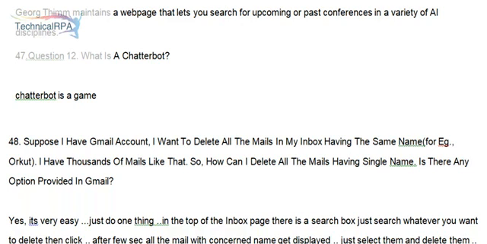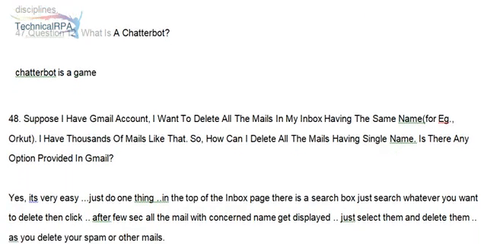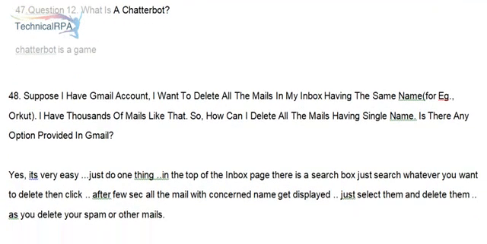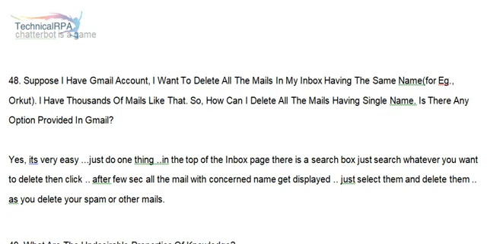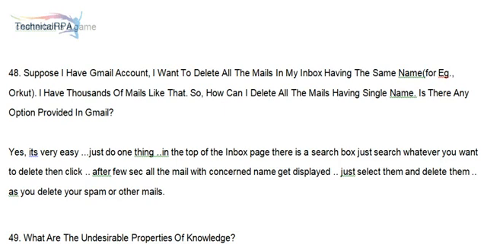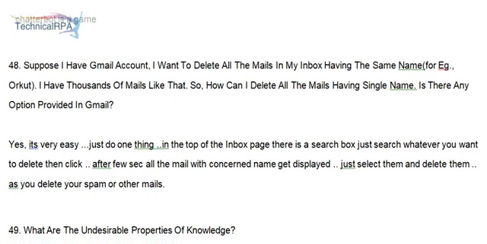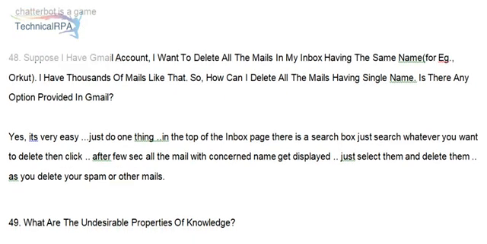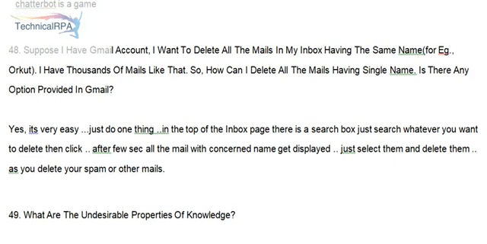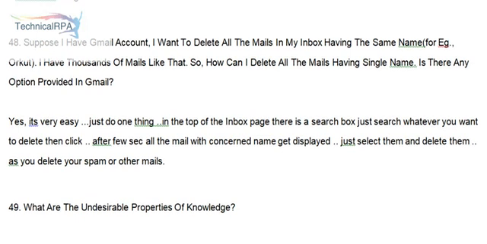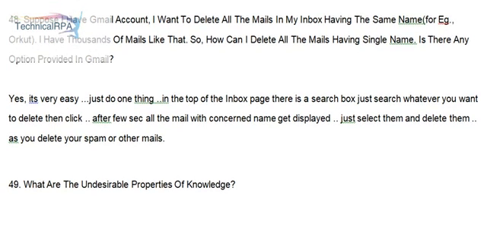48. Suppose I have a Gmail account. I want to delete all the mails in my inbox having the same name, for example, Orca. I have thousands of mails like that. So, how can I delete all the mails having a single name? Is there any option provided in Gmail? Yes, it's very easy. Just do one thing. At the top of the inbox page there is a search box. Just search whatever you want to delete, then click. After a few seconds all the mails with that name get displayed. Just select them and delete them, as you delete your spam or other mails.